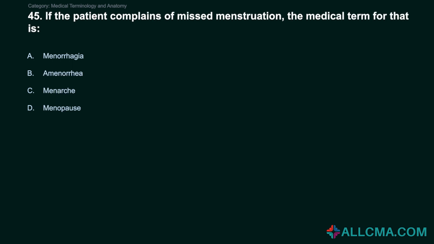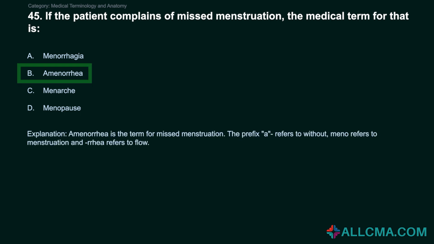45. If the patient complains of missed menstruation, the medical term for that is: A. Menorrhagia. B. Amenorrhea. C. Menarche. D. Menopause. Correct answer: B. Amenorrhea. Amenorrhea is the term for missed menstruation. The prefix a refers to without, meno refers to menstruation, and rhea refers to flow.